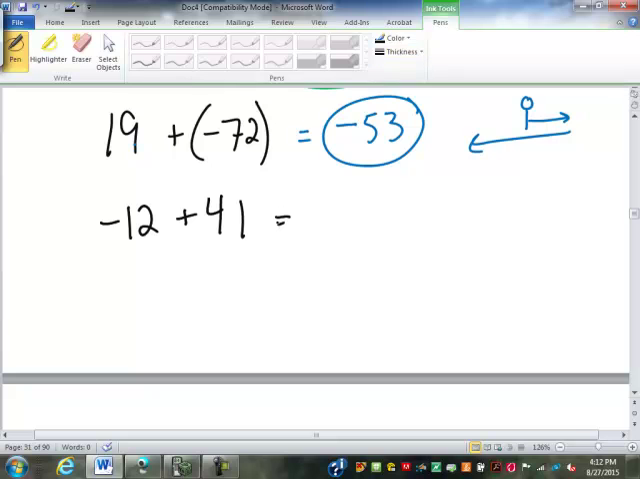So how about this one? Negative 12 goes that way. 41, same or opposite? Opposite, longer or shorter? Longer. So our answer is going to be positive. And we're going to be the difference between them. So 41 minus 12 is 29.